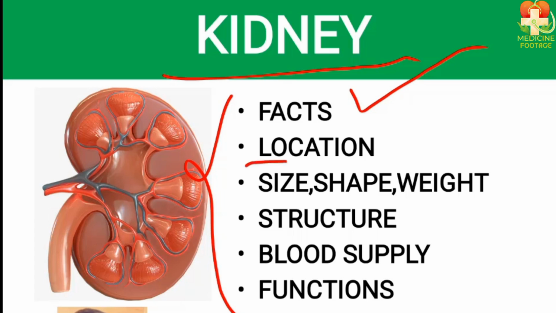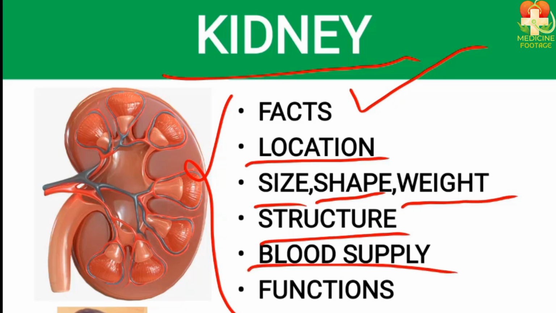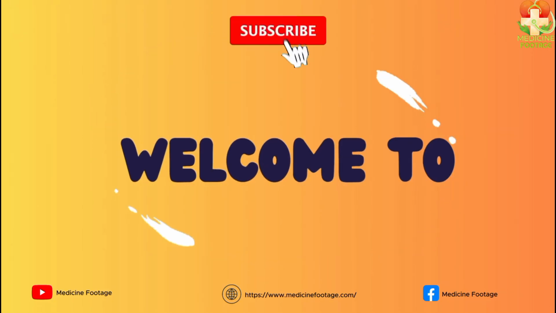After that, I will discuss the location of the kidney. Then we will move on to its size, and then I will describe the shape of the kidney. Following that, we will cover the weight of the kidney and then examine its structure. Next, we will study the blood supply of the kidney. After covering all these aspects, I will conclude by explaining the functions of the kidney.